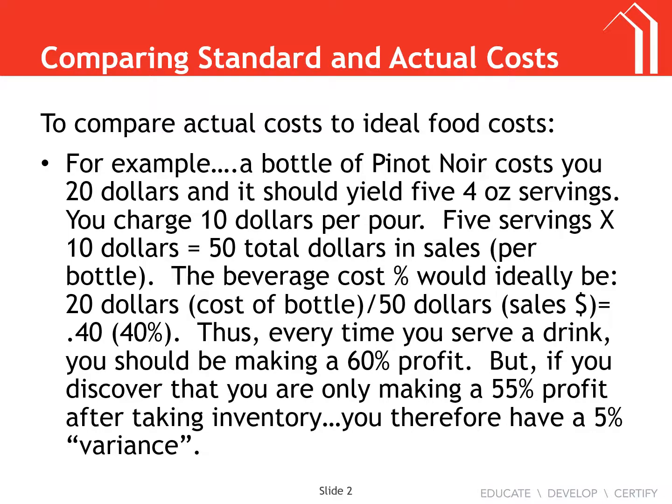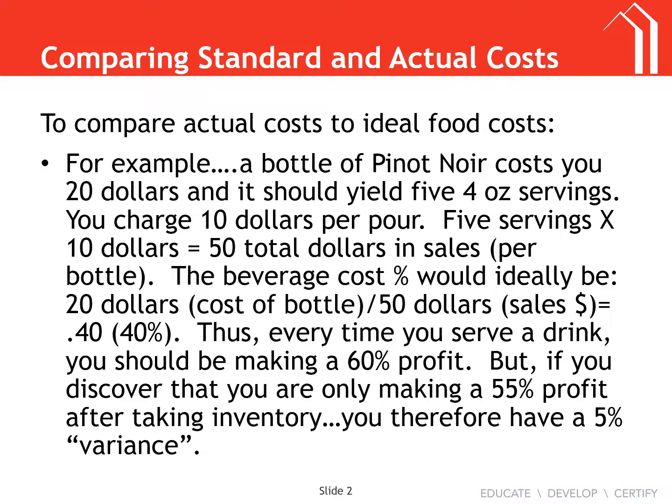Now, let me give you a primary example of what I'm talking about when I say comparing standard costs with actual cost. And once again, standard costs can be synonymous with theoretical cost. Let's say you have a bottle of Pinot Noir and it costs you $20 and it should yield 5 4-ounce servings. In other words, you should get 5 pours out of that bottle. And let's say you charge $10 per glass. So by basic math, 5 servings times $10. If you serve the entire bottle, you've made $50 total with the 5 pours.